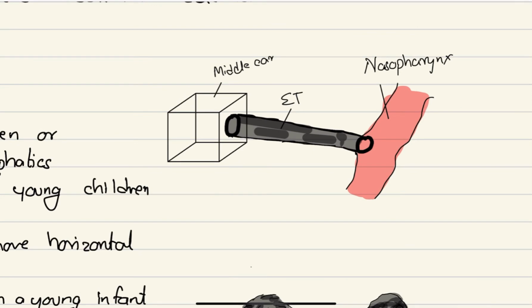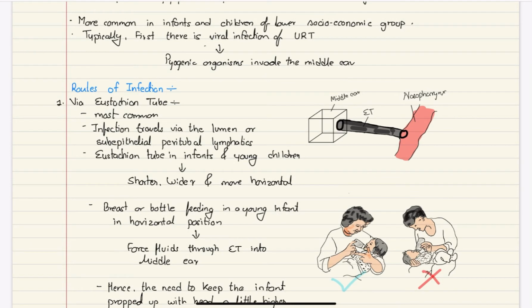In this picture, this box represents the middle ear. We know the middle ear is a cube-shaped structure with 6 sides: a roof, a floor, anterior wall, posterior wall, lateral wall, and medial wall. The anterior wall of the middle ear is connected with the eustachian tube, which connects the middle ear cavity to the nasopharynx. So if there is infection in the nasopharynx, it can easily spread through the eustachian tube into the middle ear cavity, and this is the most common route.